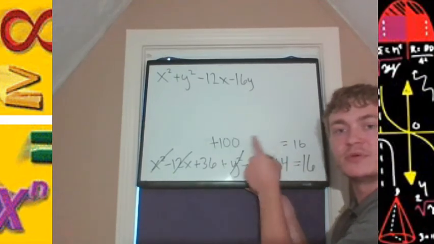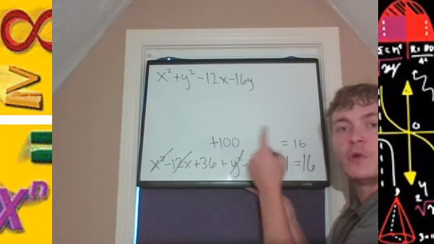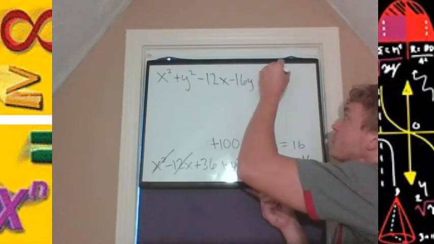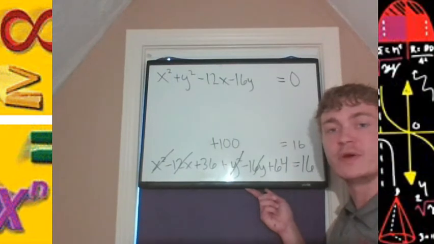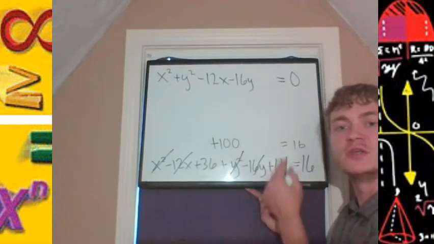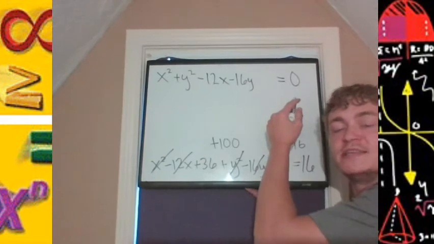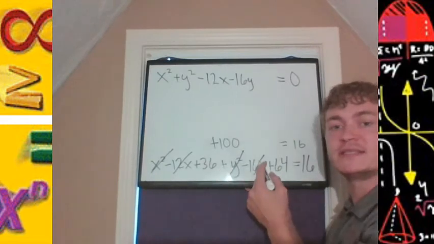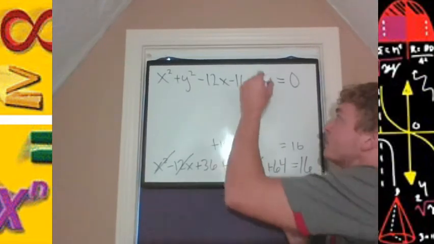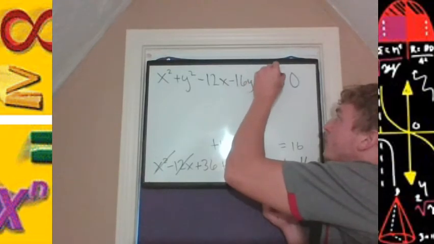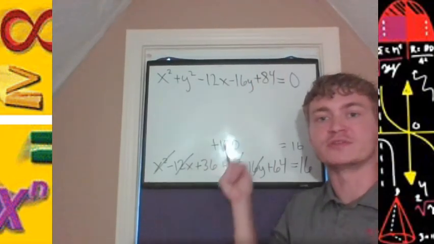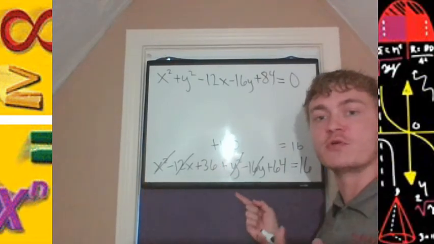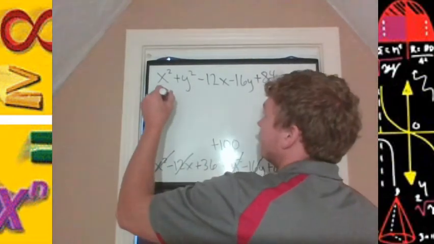Now, these are real numbers, they're constants, we need to combine them. We want this equal to 0, according to our rule for the general equation for a circle. So subtracting 16 on each side to get 0 on the right, 100 minus 16, 84. So we have the general form for our circle equation, and also, of course, we had the standard form.